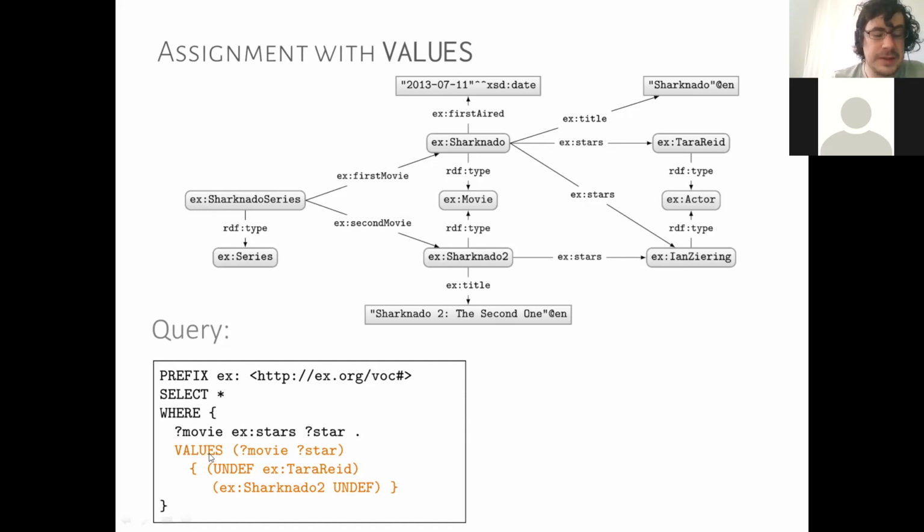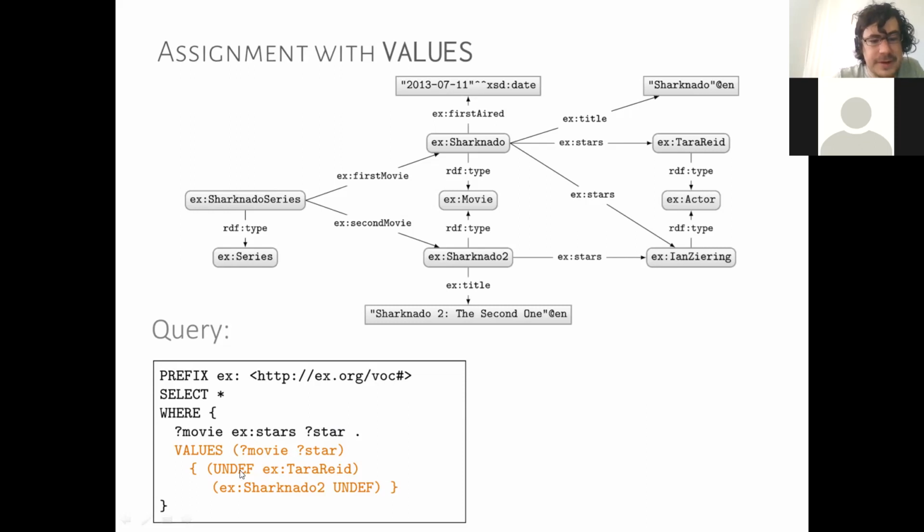So what we do here is we say values and the variables that we would like to bind. And then we can specify solution tuples that correspond to those variables. So undef here means essentially that it's undefined or unbound in that solution. So what we're doing here is defining two solutions. One where the movie is undefined, which means it will join with anything, and the star is Tara Reid. And the second one where we have Sharknado 2 is the movie and the star is undefined. And then we're asking for movie stars star.